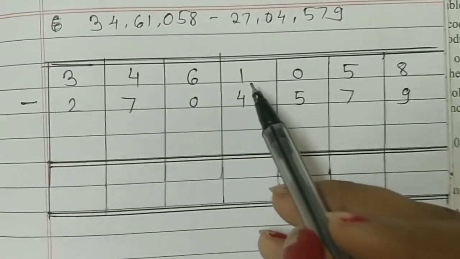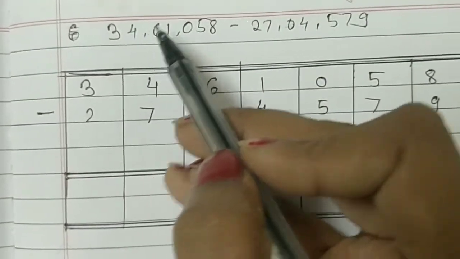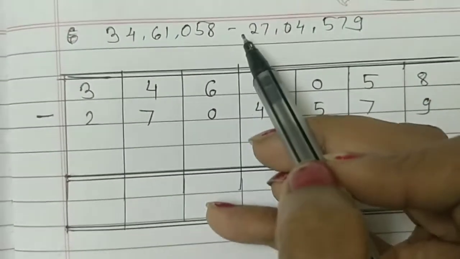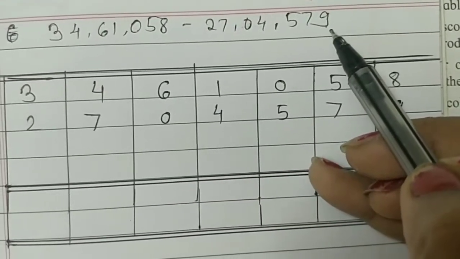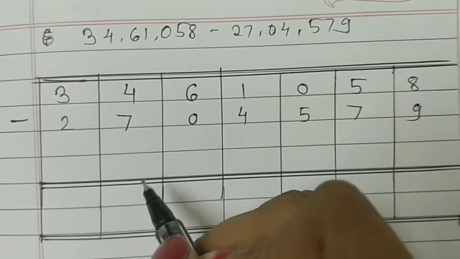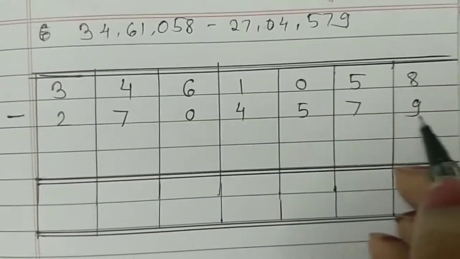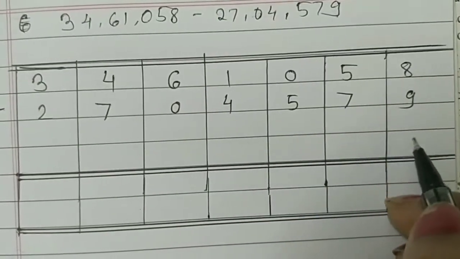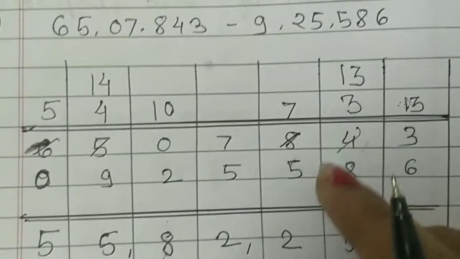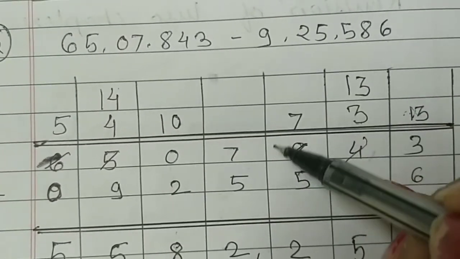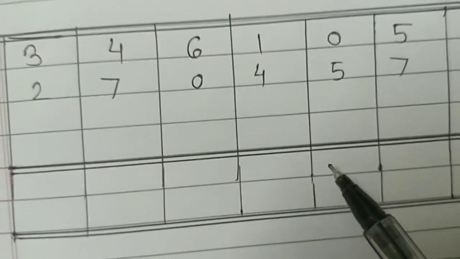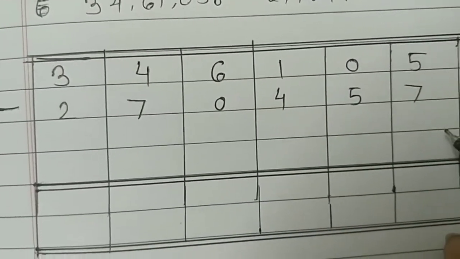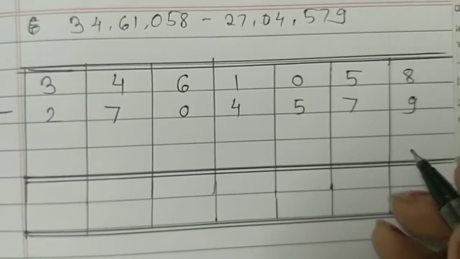Let's pay attention to this. 34,61,058 minus 27,04,579. Now this we are going to do in a different way. Can you see I have left some more space below these two lines, whereas in the previous one we had left space on top of the two numbers. Why? Because we are going to use a different method.